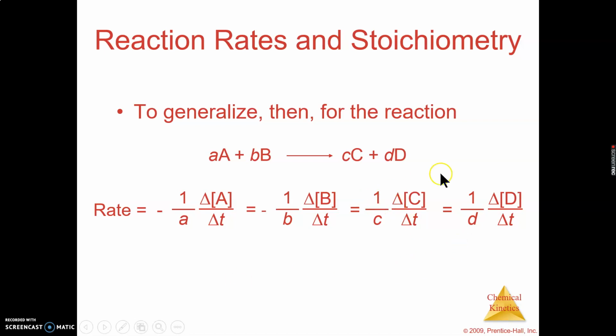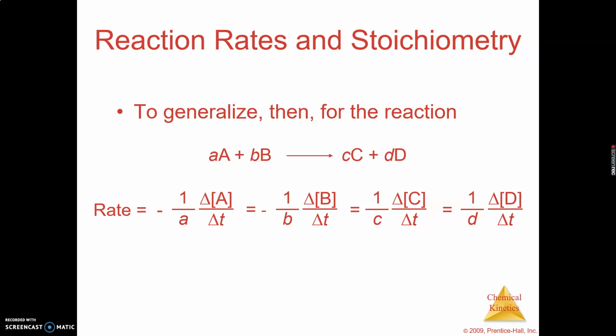Going over here, notice they're positive values because C and D are products. Again, change in concentration over change in time. Then the coefficient we put on the bottom here. And so again, this is just a way that we can relate the rate of a reactant to the rate of a product. The one that we would choose in a problem is one that we could measure a change in concentration of. And we can't measure the change in concentration of everything. It's hard to measure the change in concentration of things.